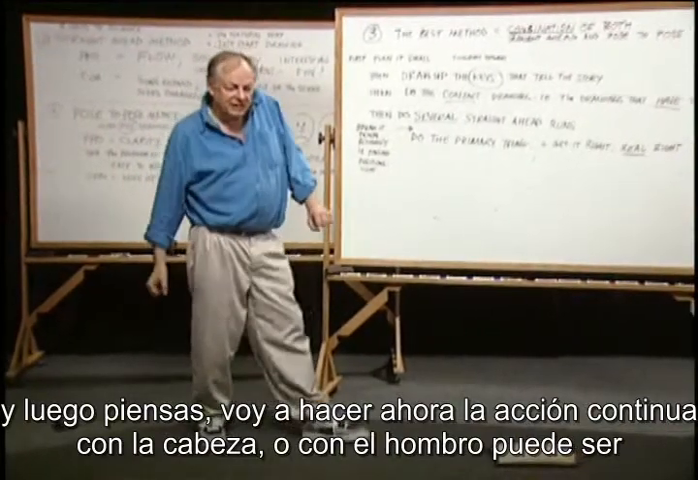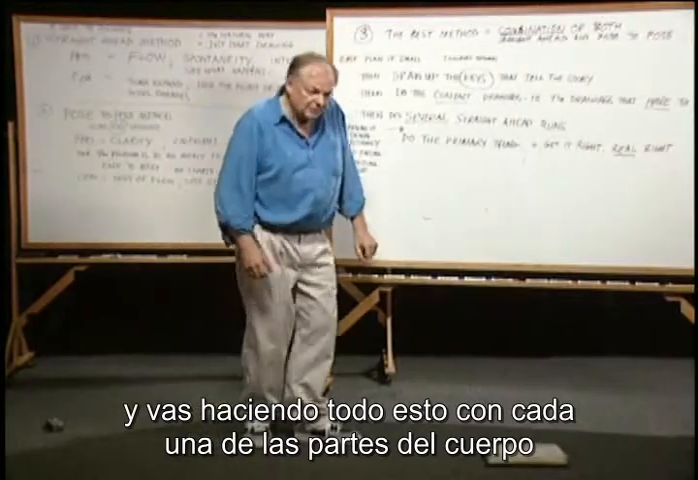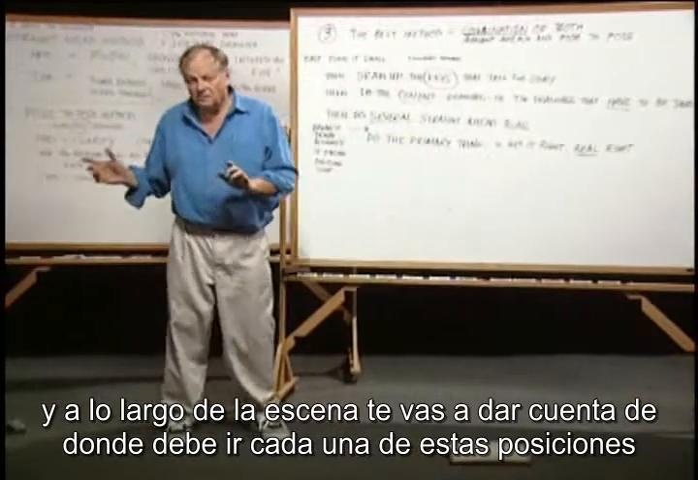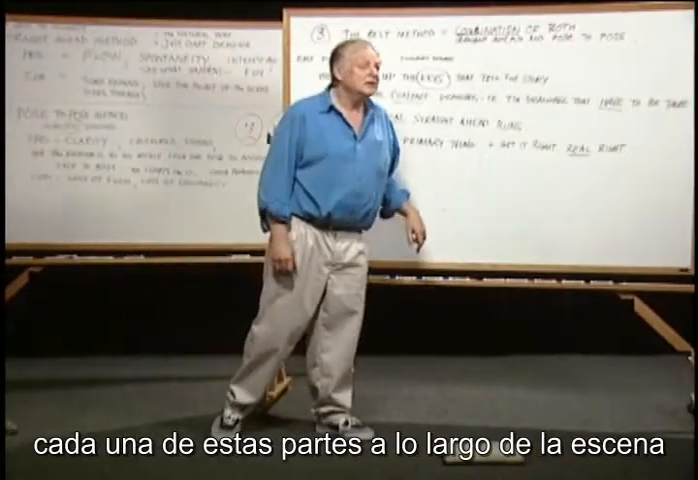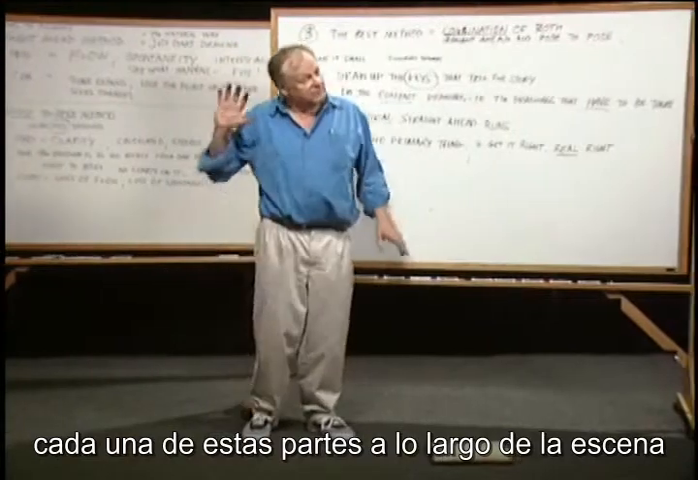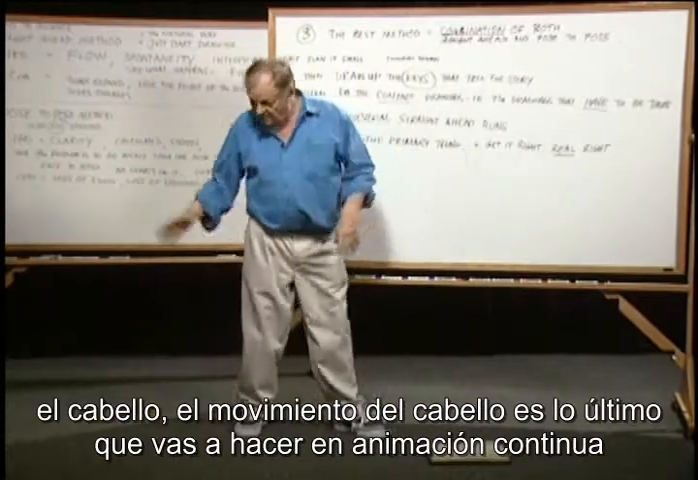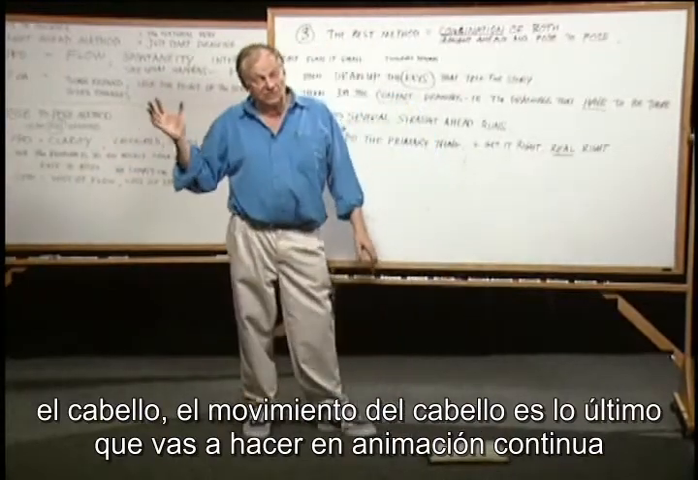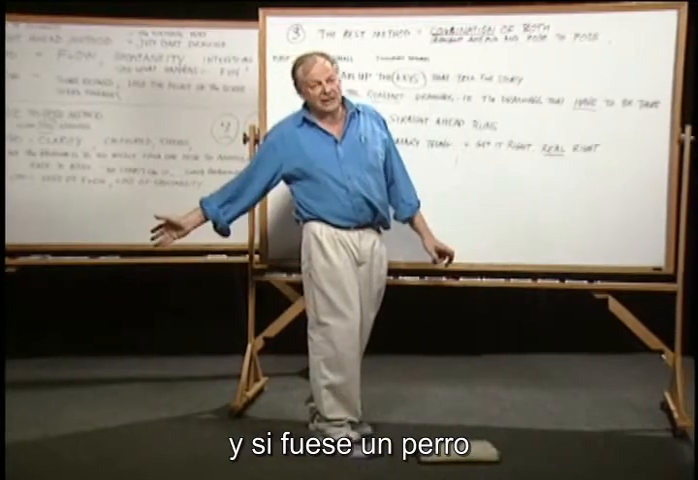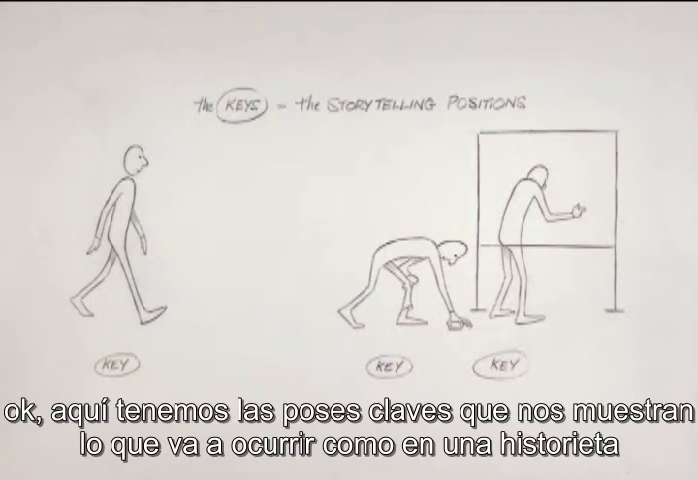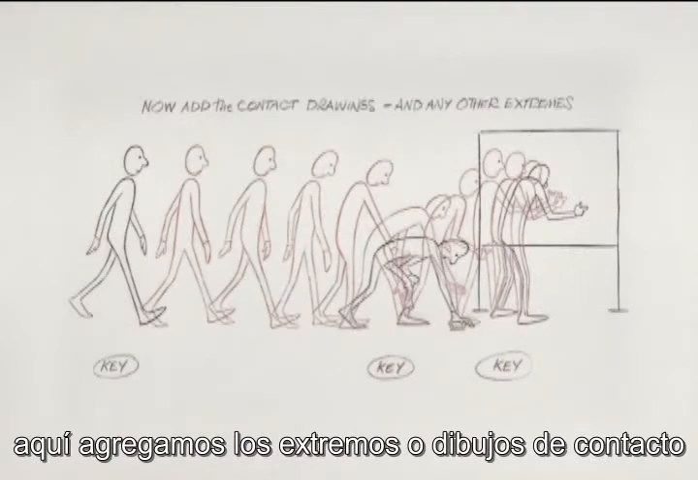No, maybe it's the shoulders next, or the arms. And we're going to run right through the scene with the shoulders. Where am I going to put the shoulders? Then we're going to do another run through the scene with the head, straight ahead run. Then another run with the hair. Say it's a guy with a ponytail, or a woman with longer hair, or a guy with longer hair. That's going to be the last thing you might do. If it was a dog, the tail would be the last thing you do. So, here are the keys which tell the story like a comic strip. Here are the extremes. Most of them are contacts.